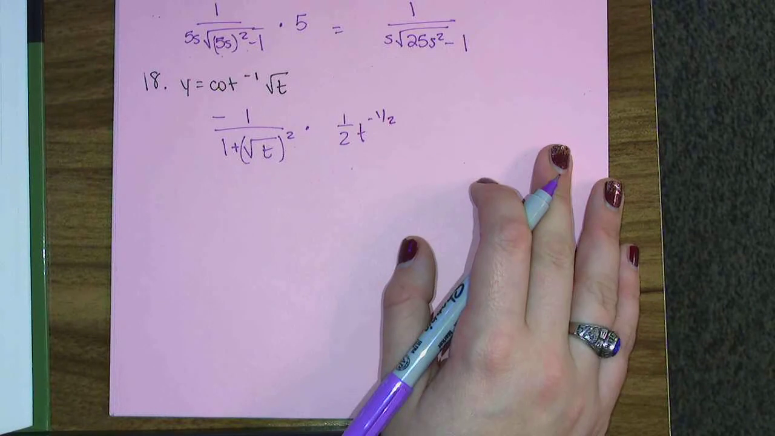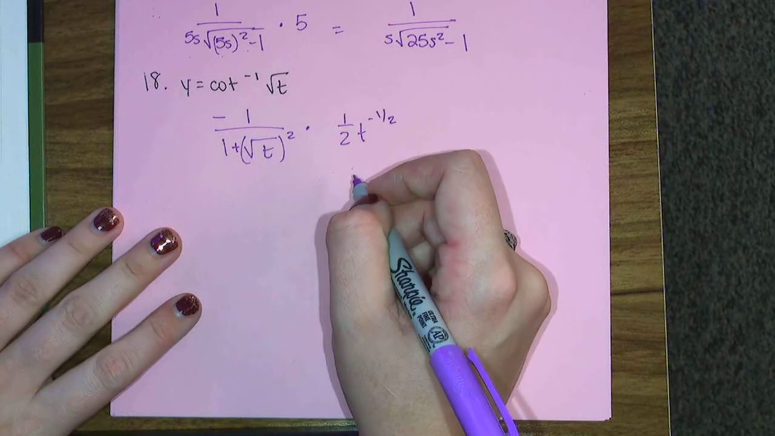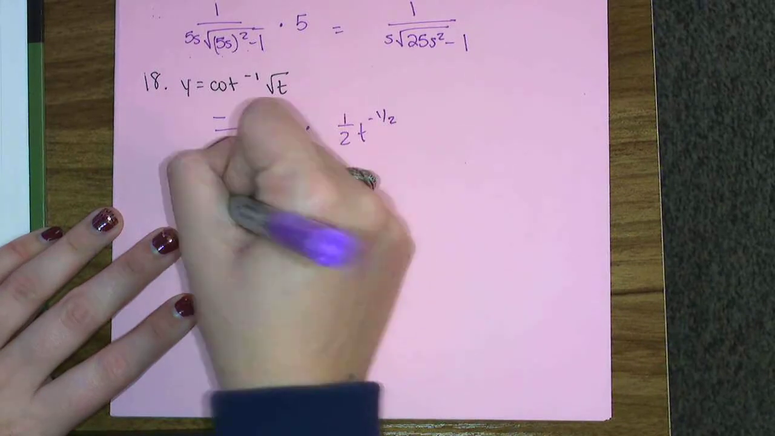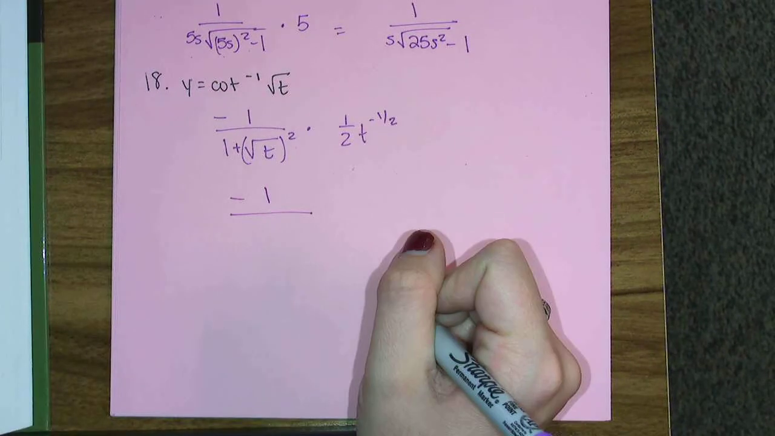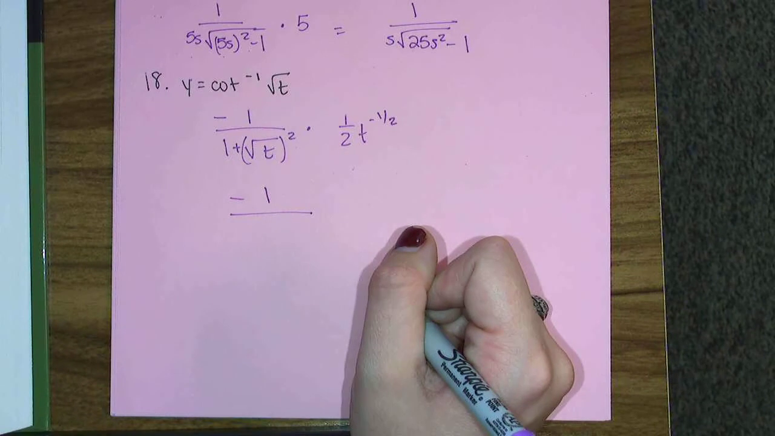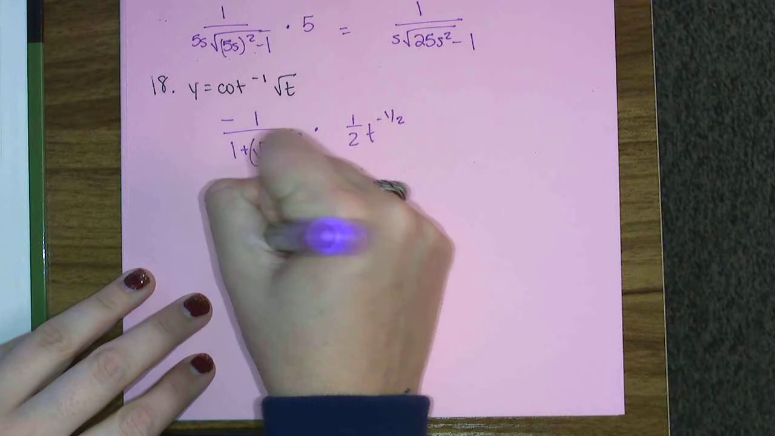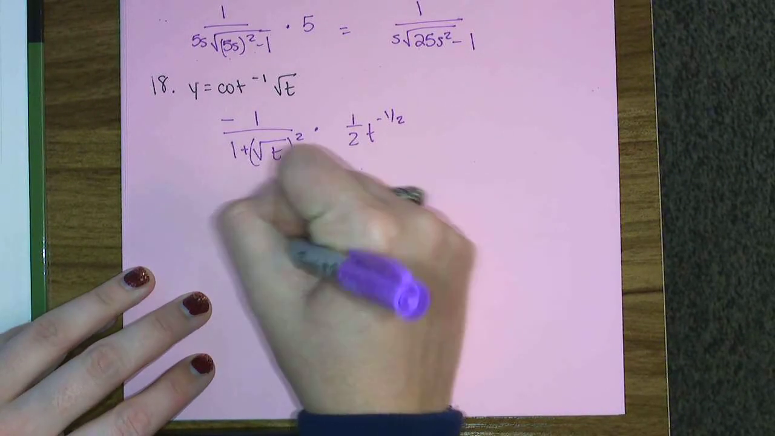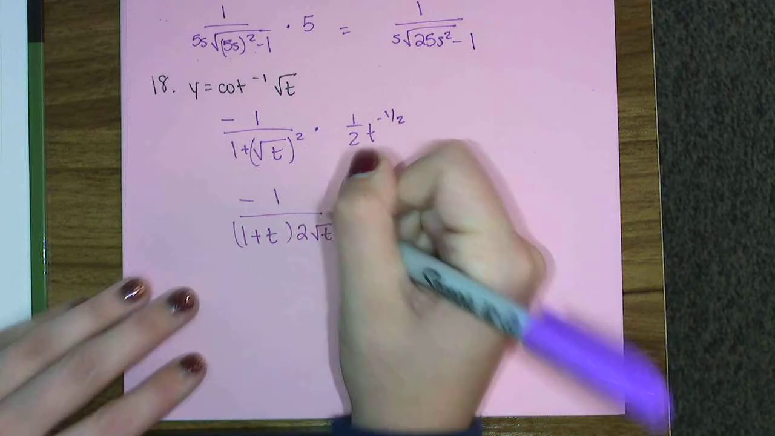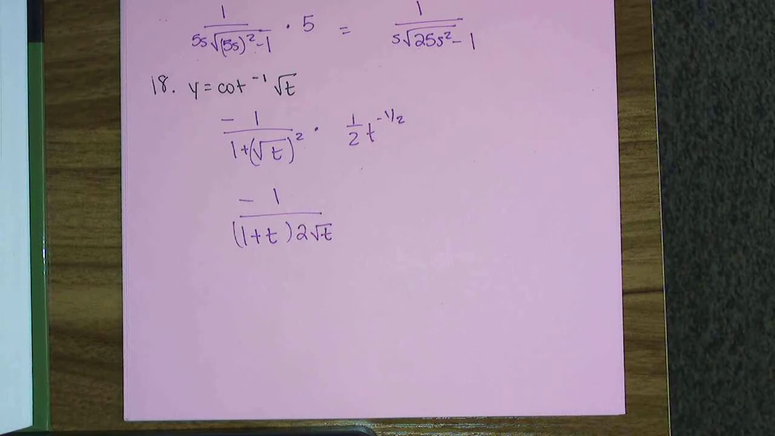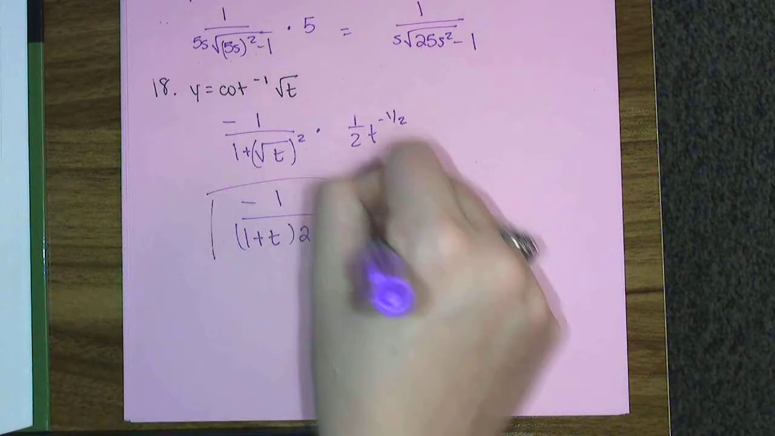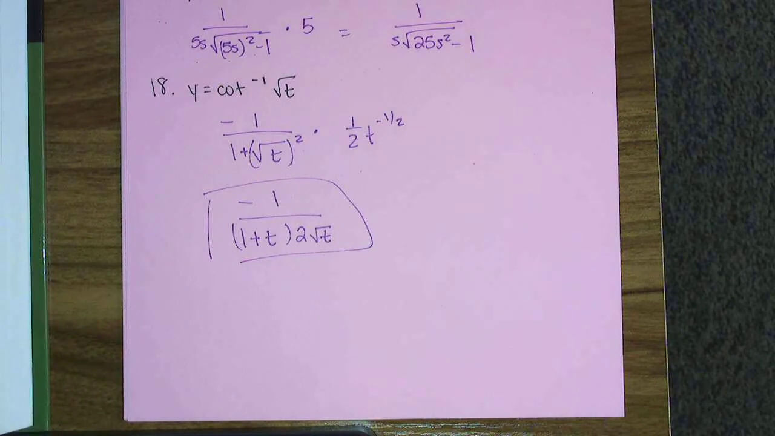So on the top, I just still have negative 1 over, let's see, we're multiplying here, so 1 plus t times 2 square root of t. And that can be written in whatever order, but that's fine to just leave it like that if you want. You can move the 2 square root of t out front if you are so inclined.